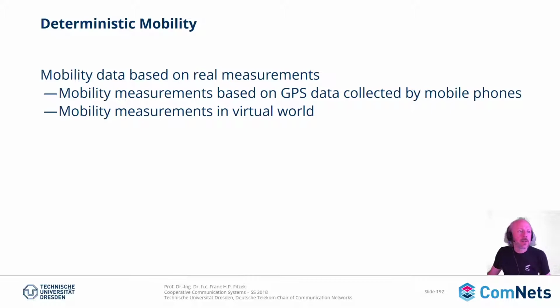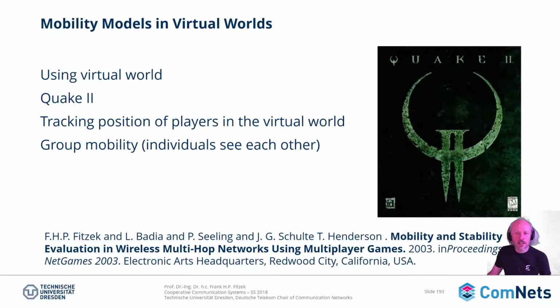There are also some other mobility models, so you can even say, why don't we just measure real people? Not so easy. We tried this with firefighters and policemen, but it's not so easy to get the data from them because of privacy issues. And what we did then in the end is we just took mobility models out of virtual worlds, like a game like Quake 2. So we let people play on our servers for free. And what we find out is then the mobility inside such a model, right?